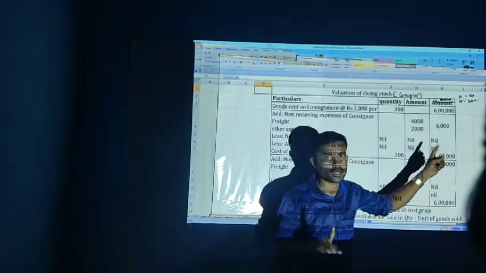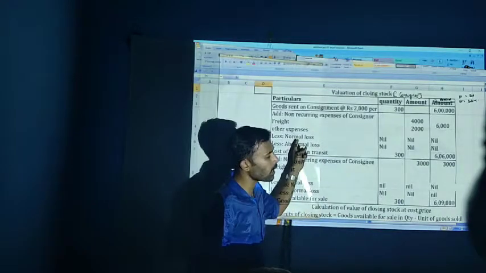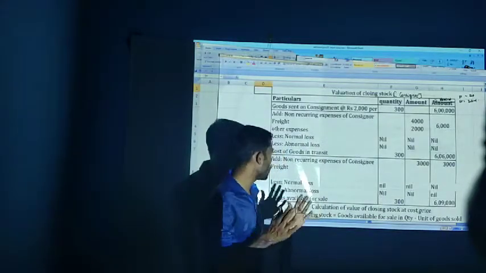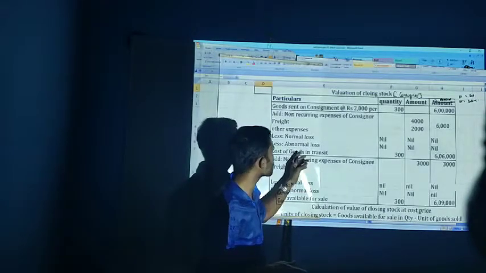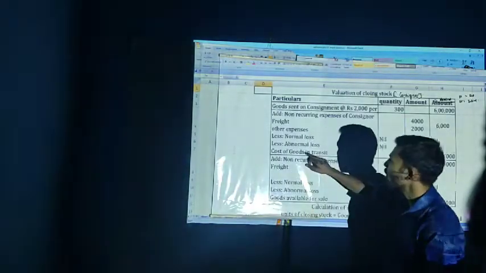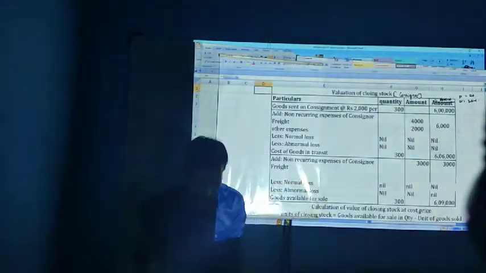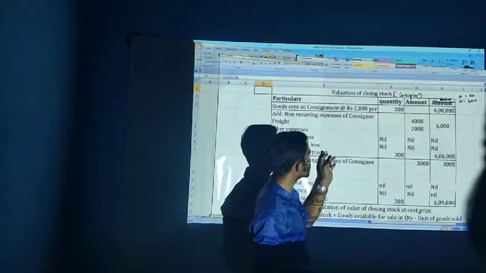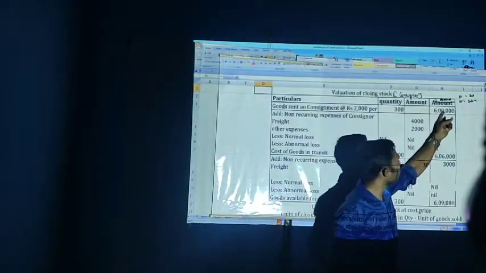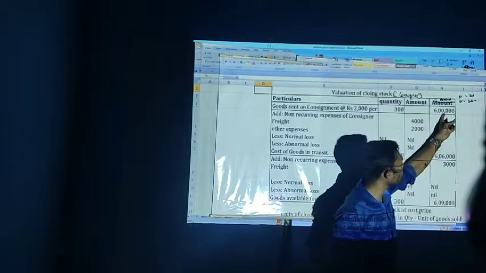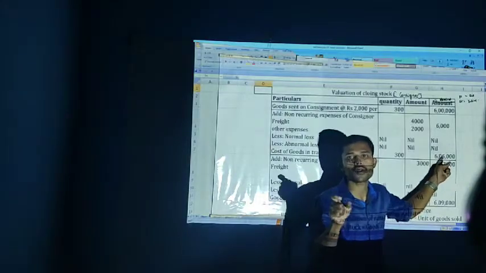Please listen carefully and practice. Less normal loss. Is there any normal loss? No. Next, if there is any abnormal loss, nil. Then finally, it will be the cost of goods in transit. The quantity is 300 and the amount is 6 lakh plus 6,000, that is 6 lakh 6,000 will be the cost of goods in transit.